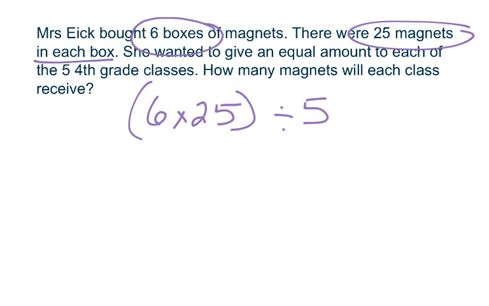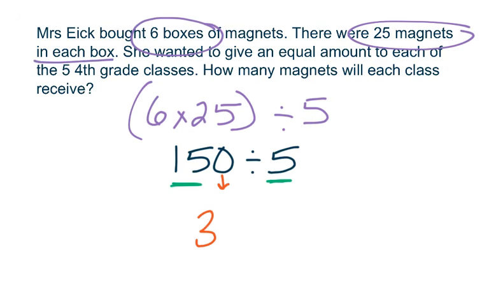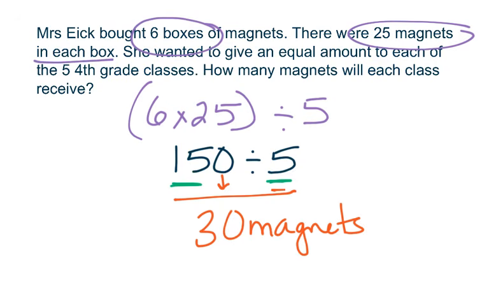When I multiply 6 times 25, I can think about quarters. So I know if I have 4 quarters, I have 100 cents. And then if I have 2 more quarters, that's 50 cents. So 100 plus 50 gives me 150 cents, or 150 is 6 times 25. I'm then going to divide that by 5. For this problem, I see another basic fact right here. So I have my 15 and my 5. I don't need to do anything fancy to solve this division problem. I can just think about my basic facts. 5 goes into 15 3 times, and I bring my 0 down. So I get a total of 30 magnets are going to be what each class gets.